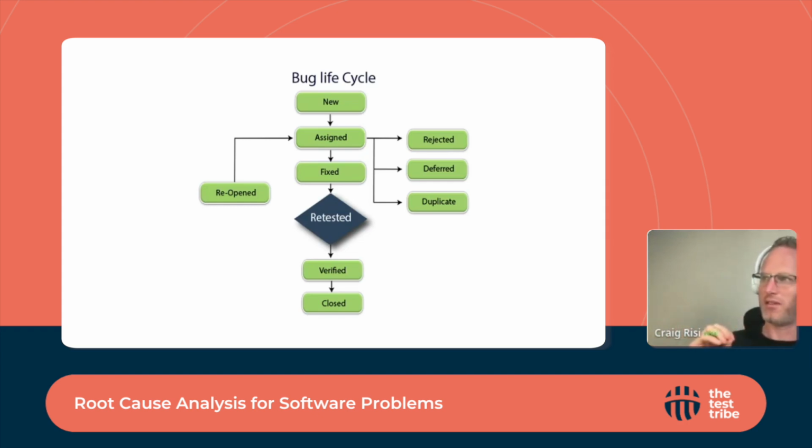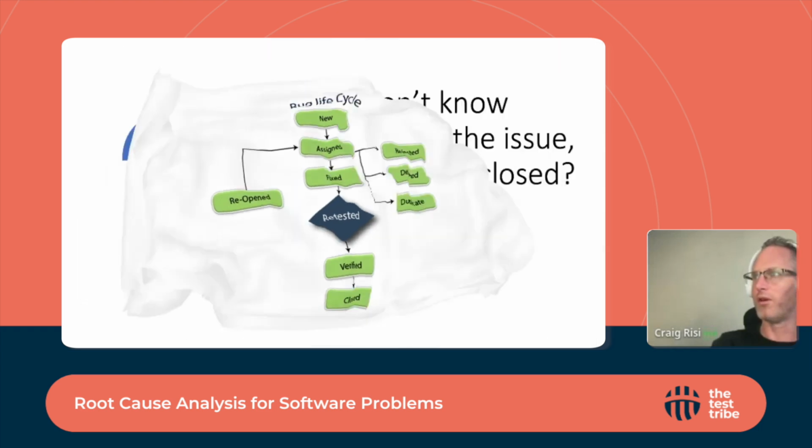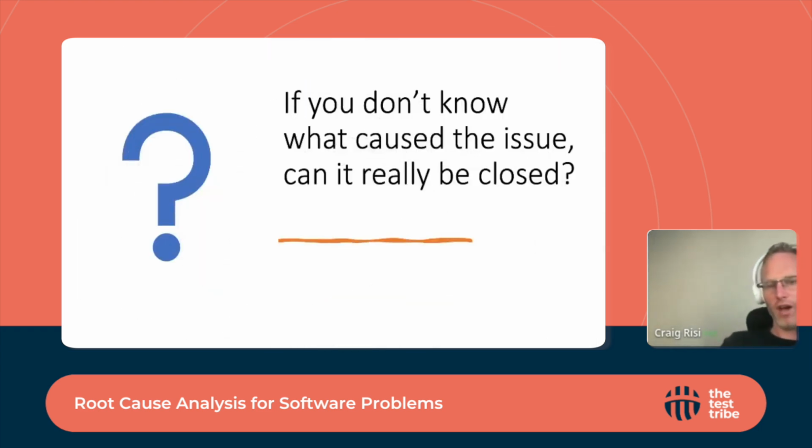The problem is that that's an incomplete bug life cycle, because what you really want to do, before you actually close anything, is ask: if you don't know what caused the issue, can it really be closed? I think we're too quickly trying to move from finding an issue to saying, oh, it's verified, now I can close it. What does closed really mean? To me, closed means that we fully understand what occurred, so that we believe it's not going to happen again.